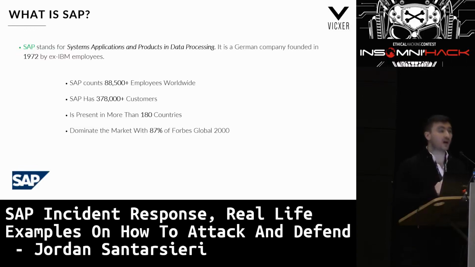And let me tell you that these guys are huge. They totally dominate the market. If you take a look at the numbers that they have, SAP has more than 88,000 employees worldwide. That is massive. They have more than 378,000 customers, and they're in more than 180 countries. That is almost every single country that is out there. And they totally dominate the market. 87% of the Fortune 2000 companies use SAP. What does it mean? That SAP is in the biggest and most important companies out there. It's everywhere.